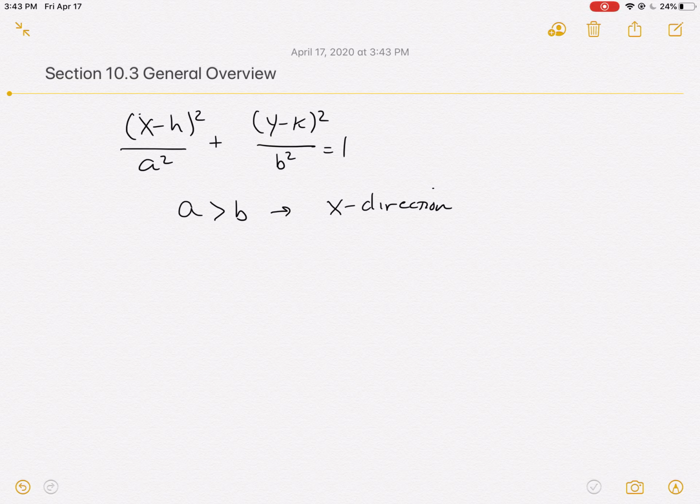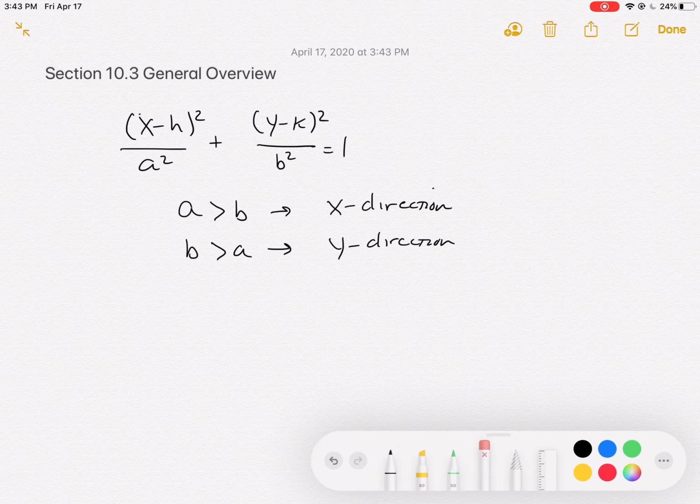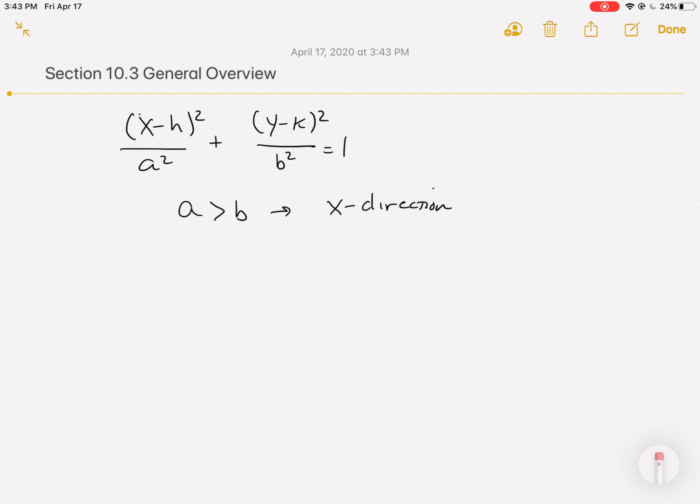So what you're paying attention to is whoever has the biggest value underneath it, that's where everything's happening. So if A is greater than B, everything's happening in the x direction. If B is greater than A, then everything's happening in the y direction. And we'll talk about what everything is. So for a focus here, I want to just have A greater than B.